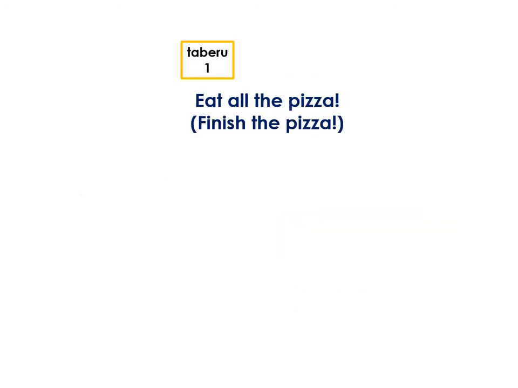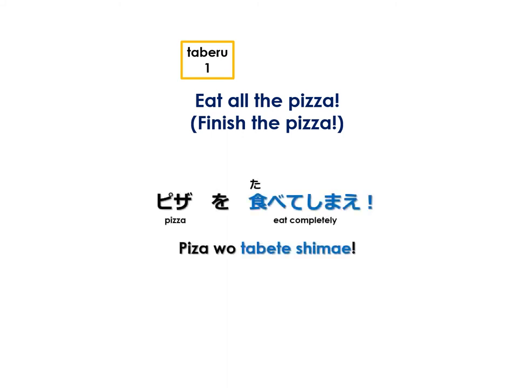Another example of completion, the sentence, eat all the pizza. Here we're doing a rough command, and so in Japanese we say, pizza o tabete shimae.